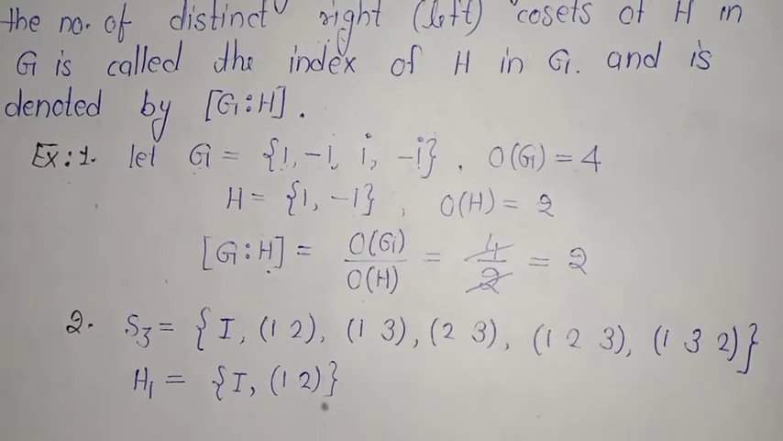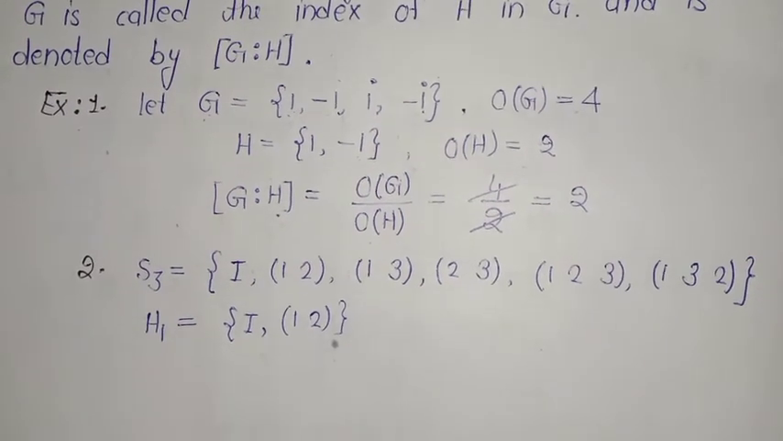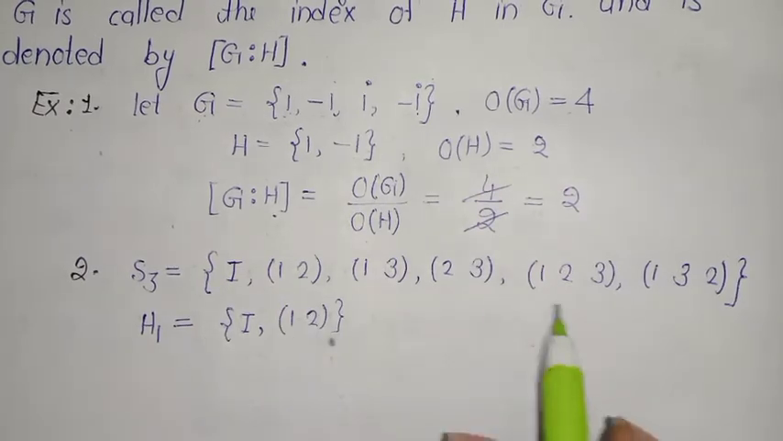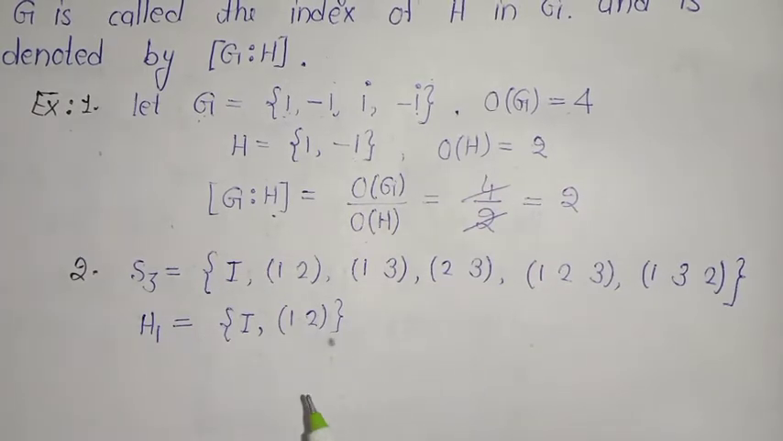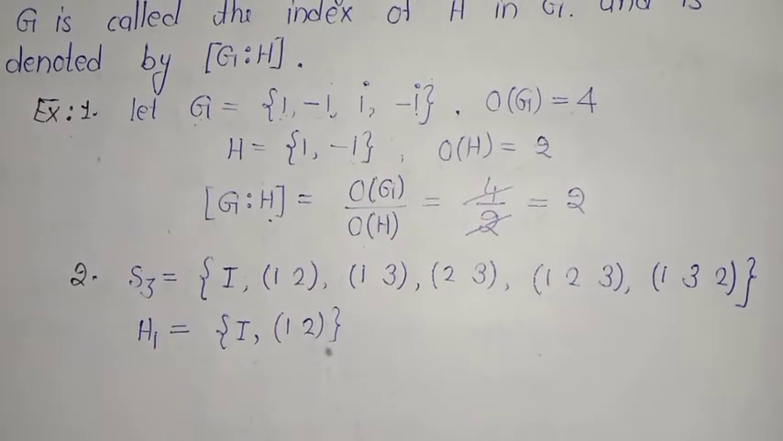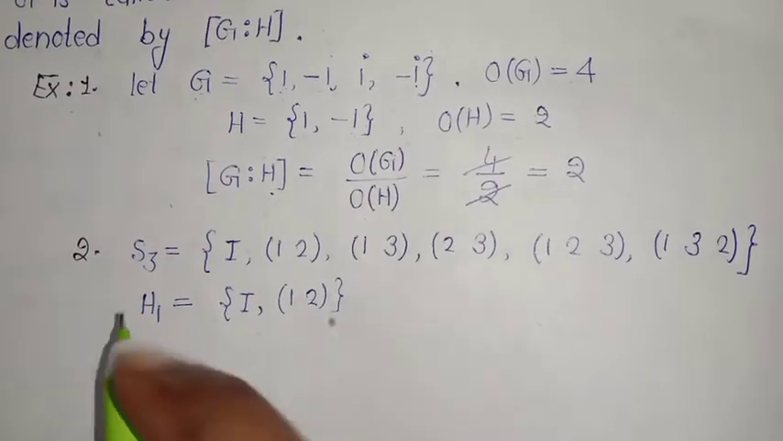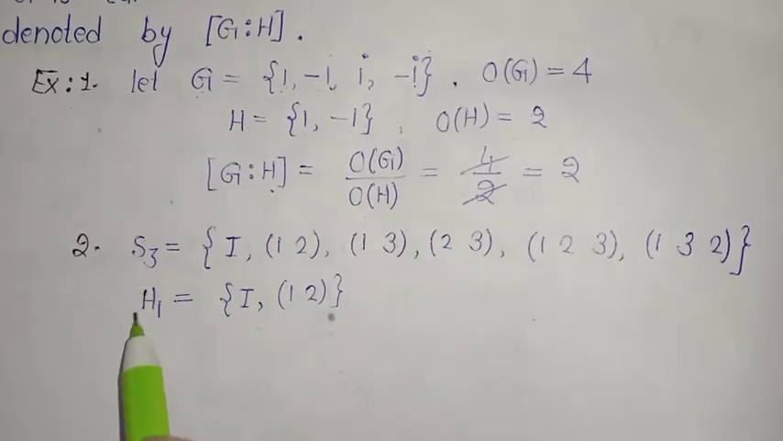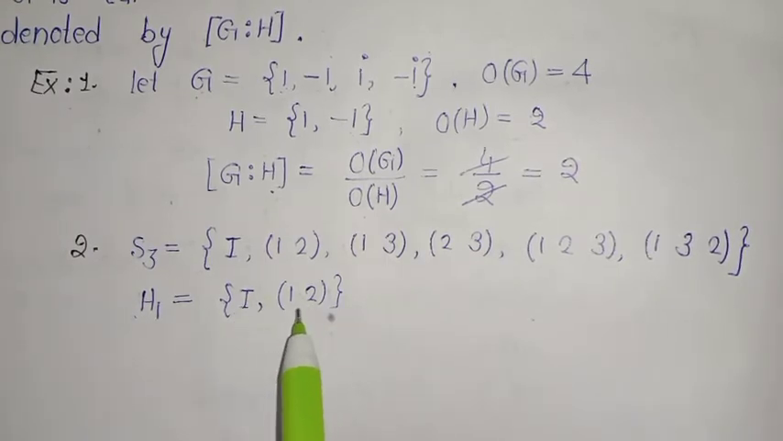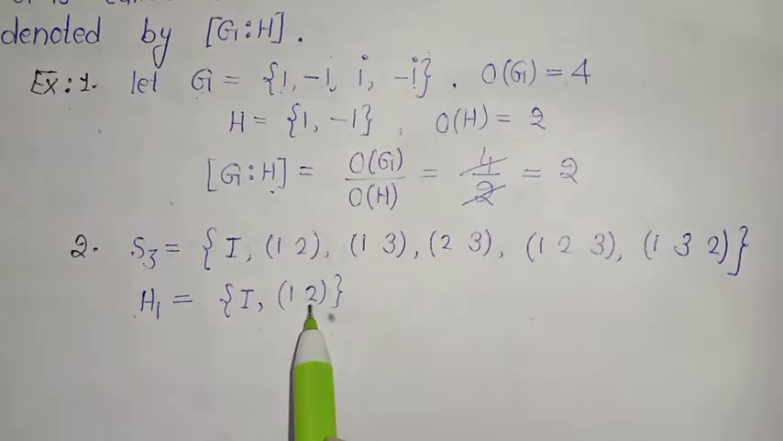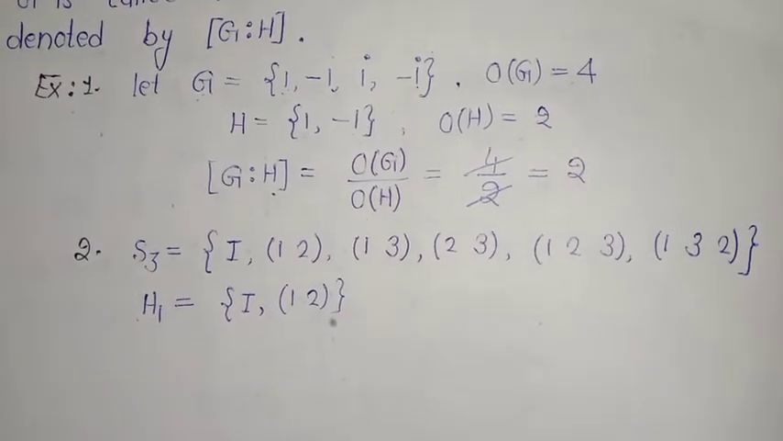In our next example, I am taking the symmetric group S3. It contains 6 elements. We all know about it, and I have discussed it completely in my previous videos, so you can watch it there. And this is a subgroup of this group. I am taking 2 elements in this subgroup: the identity, and an element of order 2, that is (1 2). This is a permutation of order 2.